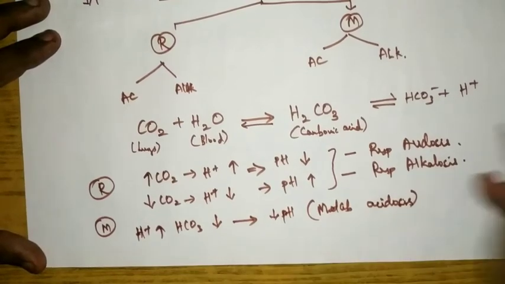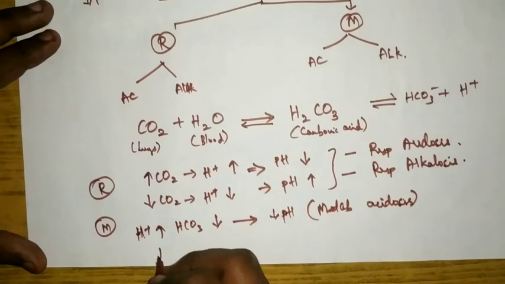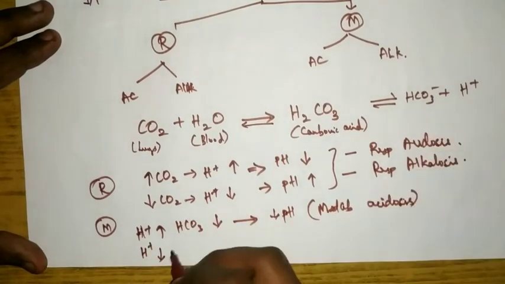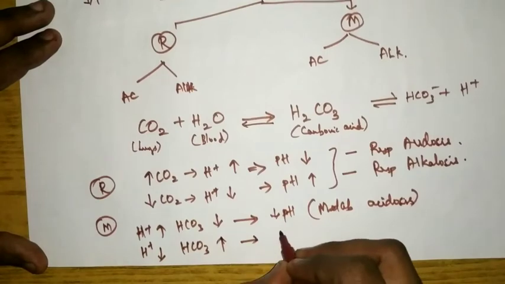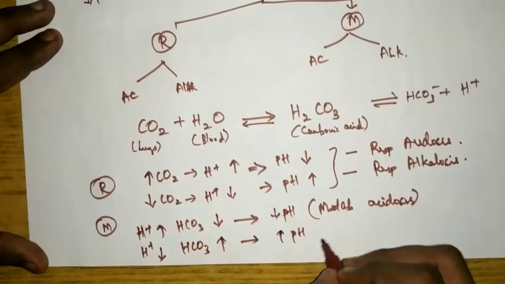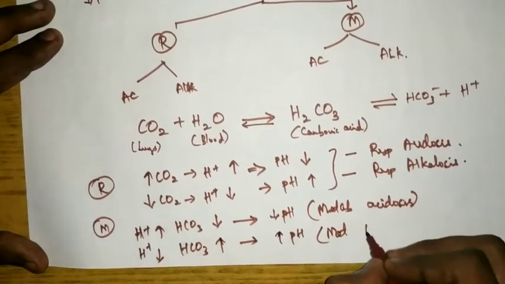And then the reverse happens. When H plus is decreased and HCO3 is increased, the pH will rise and it leads to metabolic alkalosis.